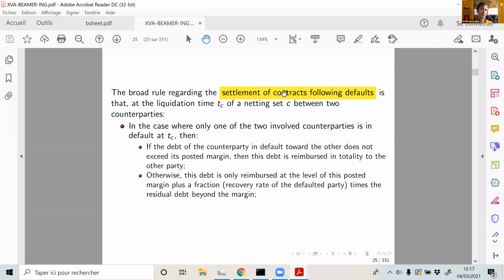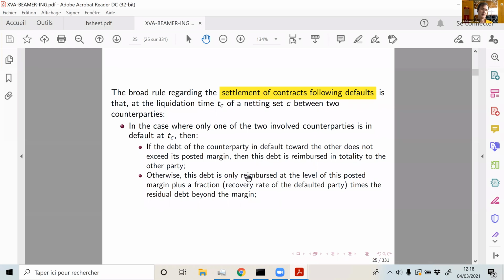And then we need to say how contracts are settled in case of default. So here, the rule is that at the liquidation time, denoted by TC, of a netting set C between two counterparties, in the case where only one of the two counterparties is in default at TC, because of course it may happen that at the time of liquidating a contract they are both in default, but in the first case where it's only one of the two that is in default, then if the debt of this counterparty in default toward the surviving counterparty does not exceed the margin posted by the counterparty to the survivor, this debt is reimbursed in totality.